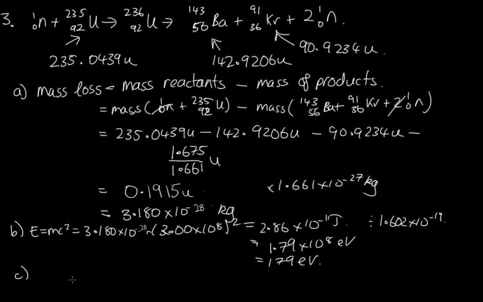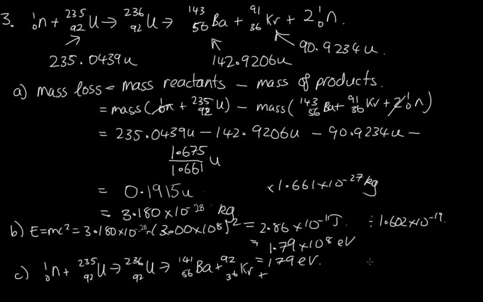Now part C of the question says that another possibility is that uranium-235 becomes barium-141 and krypton-92, and we need to write the equation for this. So we've got the same on the left-hand side, neutron plus uranium-235 becomes the uranium-236, and then this decays, but now we're getting barium-141 plus krypton-92, and now we need to work out what happens to the neutrons.